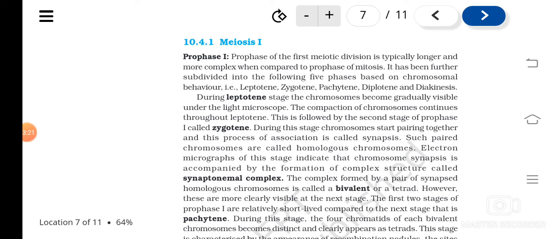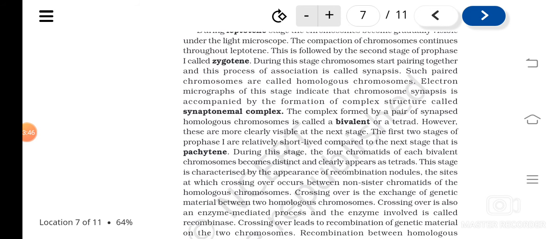We have seen that these things happen in the prophase of mitosis also, isn't it? So in the initial stage of prophase 1, known as leptotene, you can see the condensation and compaction of chromosomes continues. Then the next stage is what? Zygotene. What is the major event? Pairing of homologous chromosomes or synapsis. Okay, formation of the synaptonemal complex.